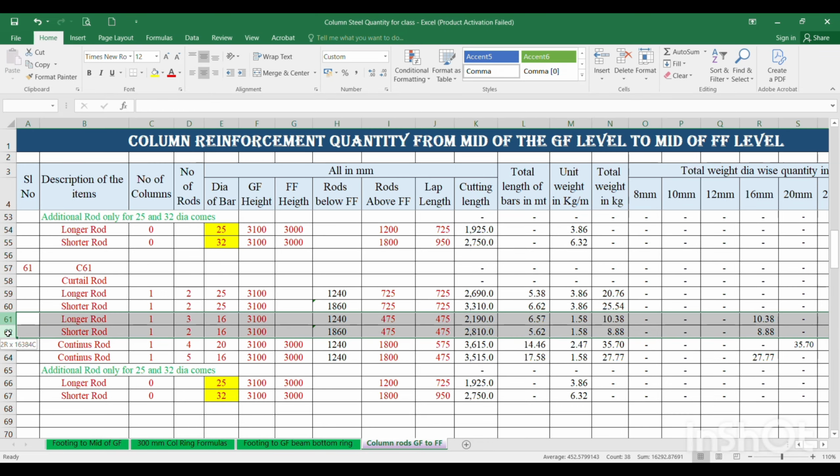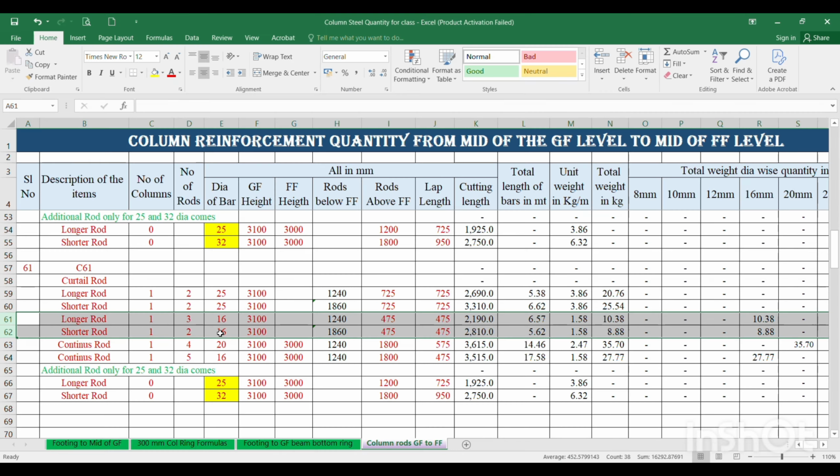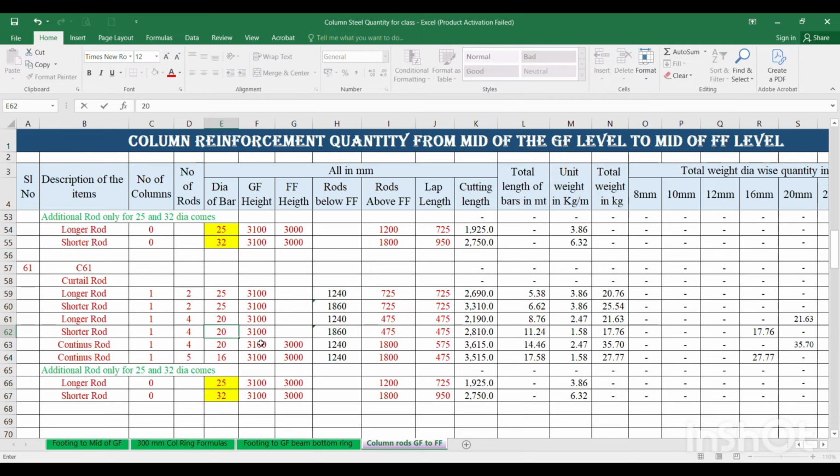Next, this curtail rod is over, and what is the next curtail rod? You see here 8 numbers of 20 are there, and at the first floor level there is no 20 dia rod. So all the 8 numbers of 20 dia rods are also going to curtail at the first floor level. See 1 2 3 4 5 6, and in the last corners, total 8 numbers of 20 dia rods will also curtail. Out of 8 numbers of 20, this is 4 numbers and this is 4 numbers, and the dia of the rod is 20.